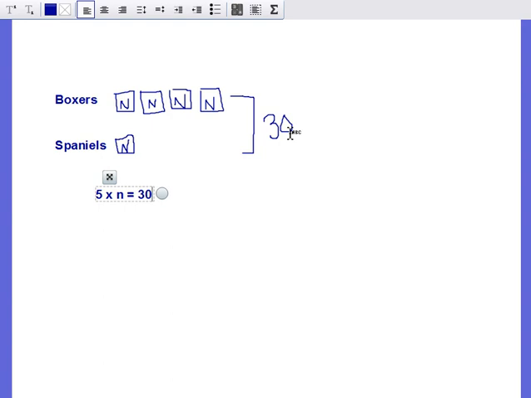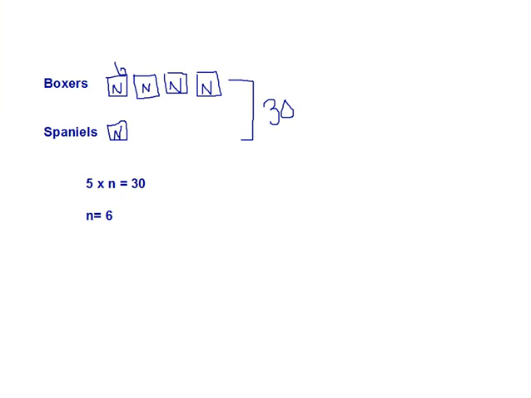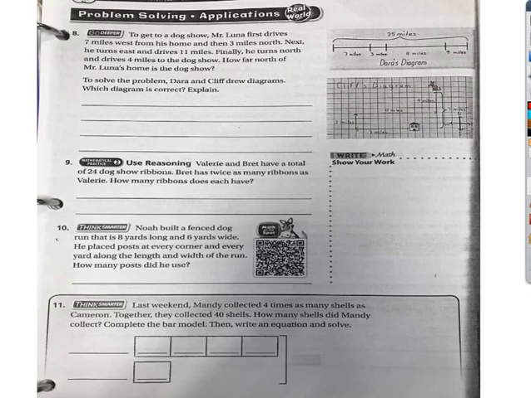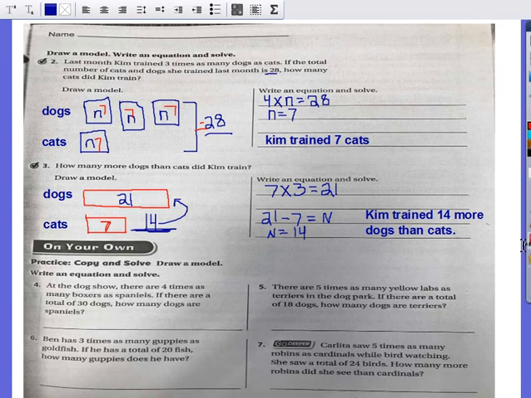So now I have to put my thinking cap on here and try and think, 5 times what is going to get me to 30. Okay, and if I go 5, 10, 15, 20, 25, 30, N is going to equal 6. Okay, so that means in each box, there's going to be 6. 6 plus 6 plus 6 plus 6 plus 6 is going to get me to 30. So I did that 5 times. That's where that's coming in. So 5 times 6 is 30. So my answer for that one over here would be 6 spaniels.